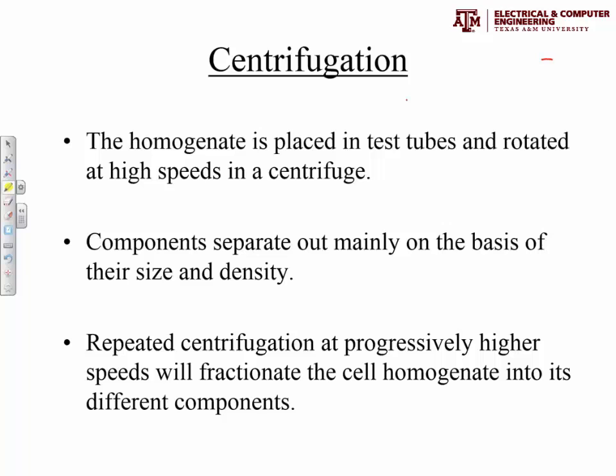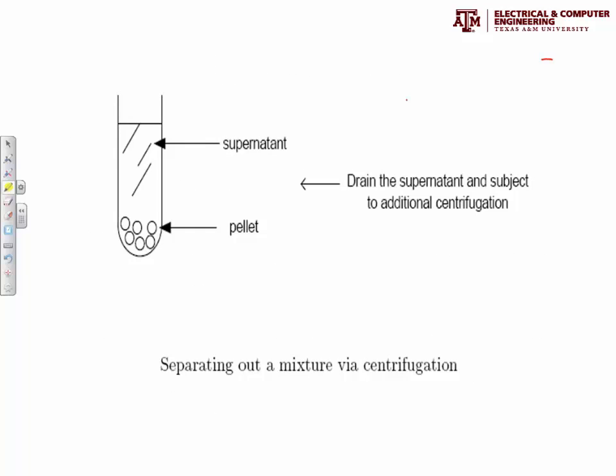Then whatever is left behind, liquid is left behind, put it in another test tube, again rotate it at a different speed, get further separation. So you can repeat the procedure. So repeated centrifugation at progressively higher speeds will fractionate the cell homogenate into its different components. And of course, as a biologist, I'm saying do it at some speed and then the next higher speed, but you have to know what speed exactly it is going to be to get the separation that you want. So if you have a test tube, at the bottom you'll get the pellet. And the separated thing, you can take it out, then take this liquid that is still there and do it again to get further separation.